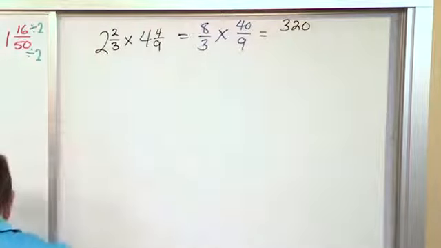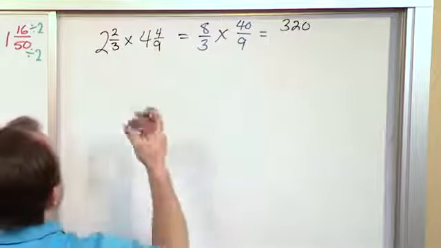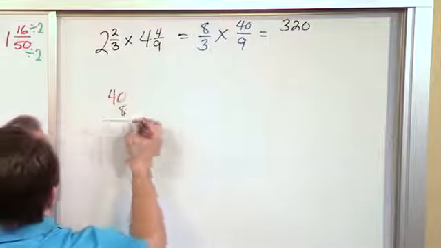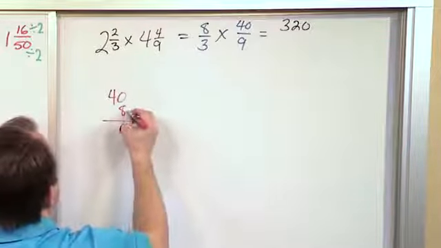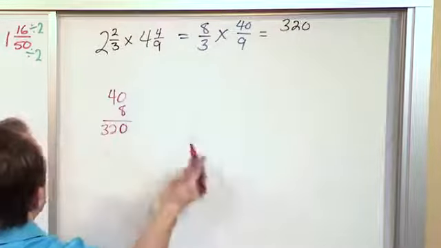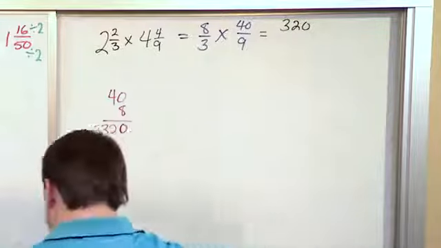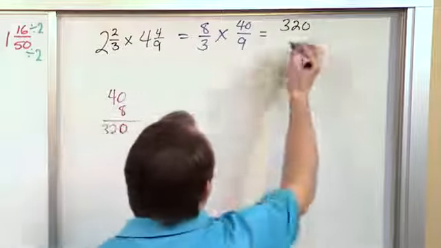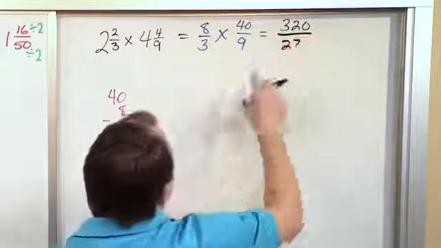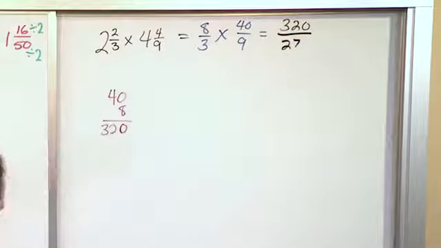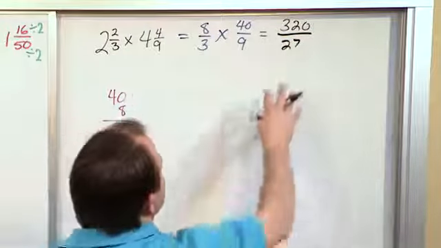But if I didn't know that little trick, then I would say 40 times 8, and I'd multiply. 8 times 0 is 0. 8 times 4 is 32. There's nothing else to do, so the answer is 320. Now on the bottom, 9 times 3 is 27, so that goes on the bottom. So you need to, at this point, say this is the answer.